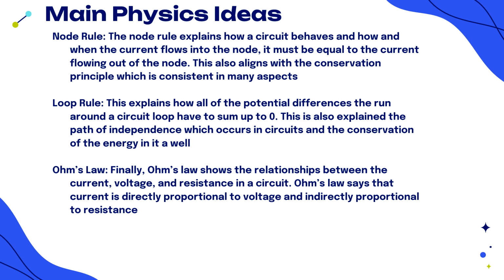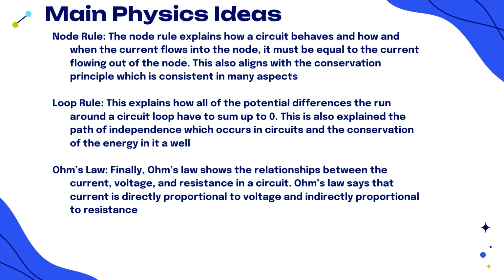And so for our main physics ideas, first we have the node rule. The node rule explains how a circuit behaves and how when the current flows into the node, it must be equal to the current flowing out of the node. This also aligns with the conservation principle, which is consistent in many aspects of this physics class.